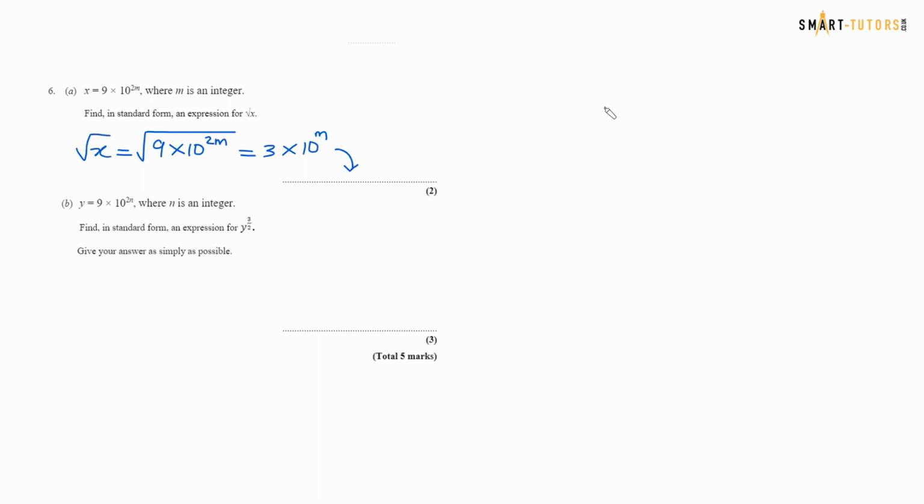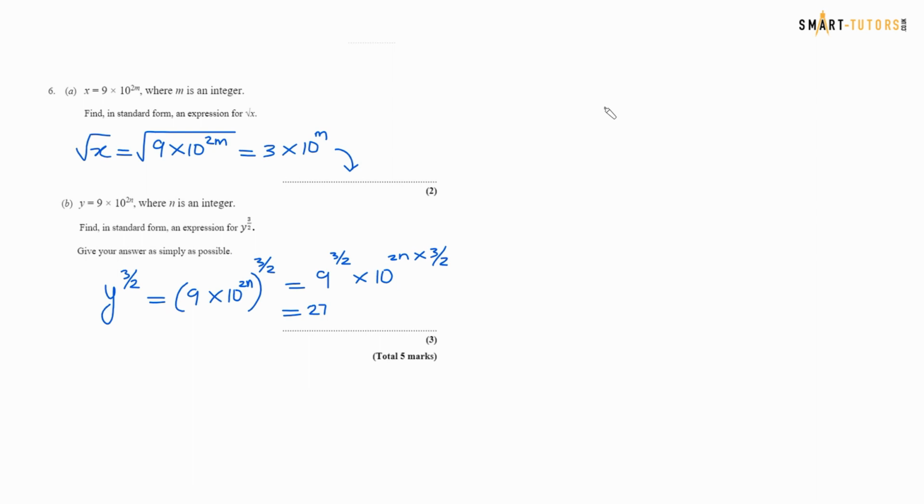Y equals 9 times 10 to the power 2n, where n is an integer. Find in standard form an expression for y to the power 3 over 2. So I'm going to copy the 9 times 10 to the power 2n, to the power 3 over 2. So equals 9 to the power 3 over 2 times 10 to the power 2n times 3 over 2. So 9 can be written as 3 squared. So the square root of 9 is 3 and cubed it is 27.